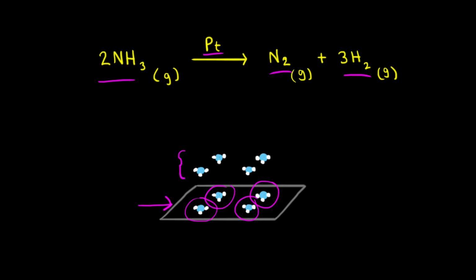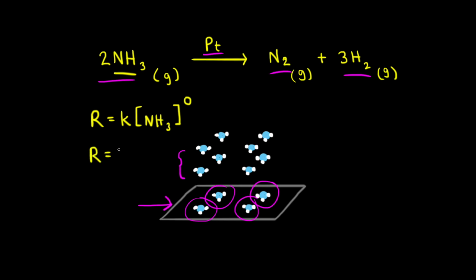The ammonia molecules above the surface can't react, and even if we were to add in some more ammonia molecules, so let's just add in some more here, those molecules still can't react, and therefore the rate of the reaction doesn't change as we increase the concentration of ammonia. So we can write that the rate of the reaction is equal to the rate constant K times the concentration of ammonia. But since increasing the concentration of ammonia has no effect on the rate, that's why this is raised to the zero power, and therefore we get the rate of the reaction is just equal to the rate constant K.